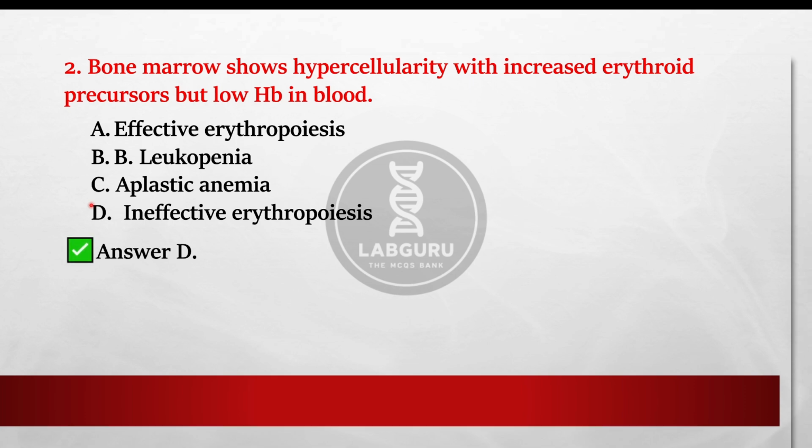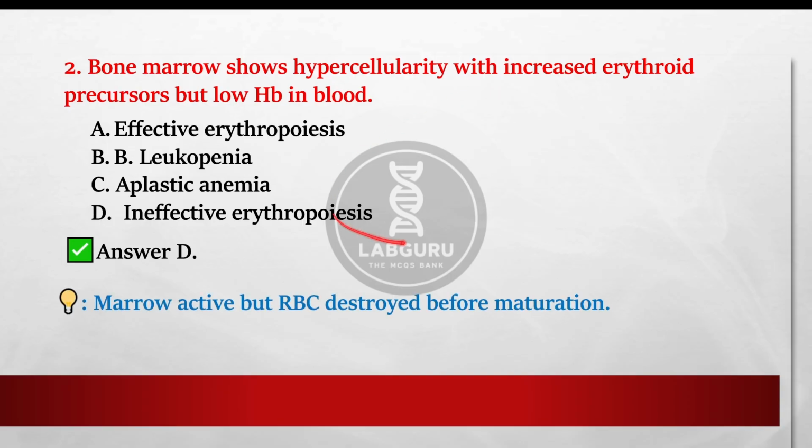The right answer will be option D, that is ineffective erythropoiesis, because in the bone marrow the cells are more, even the erythroid precursors are more, but it's not coming into the peripheral blood, because the bone marrow is active. Obviously, it is active, but RBCs are destroyed before maturation. Before entering into the bloodstream, the RBCs are being destroyed. Okay, so the right answer will be option D.